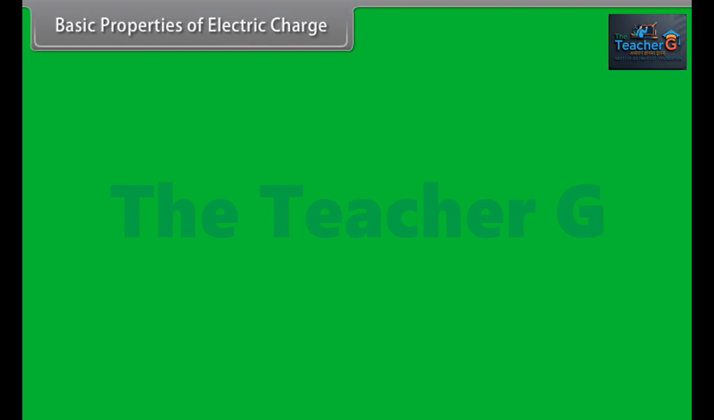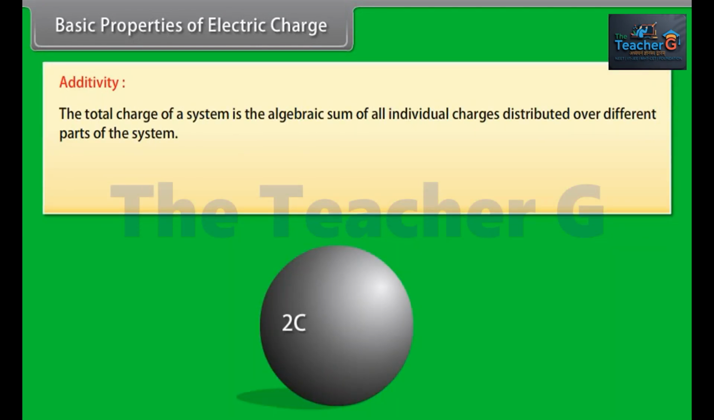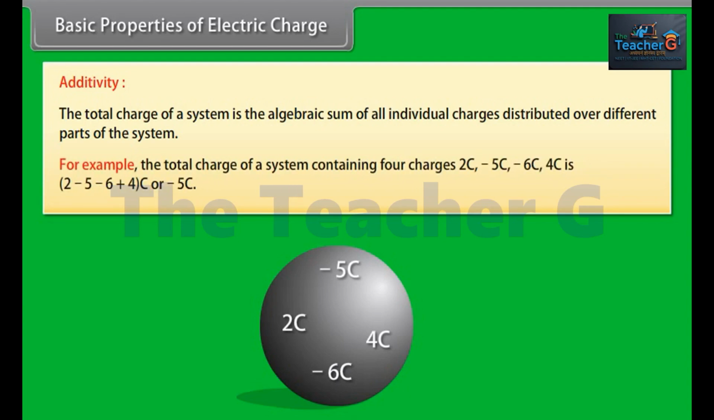Basic properties of electric charge. Additivity. The total charge of a system is the algebraic sum of all individual charges distributed over different parts of the system. For example, the total charge of a system containing 4 charges, 2 coulomb, minus 5 coulomb, minus 6 coulomb, and 4 coulomb is equal to minus 5 coulomb.